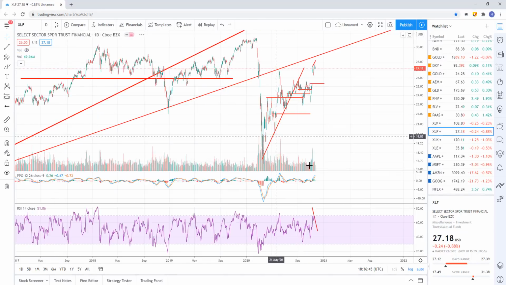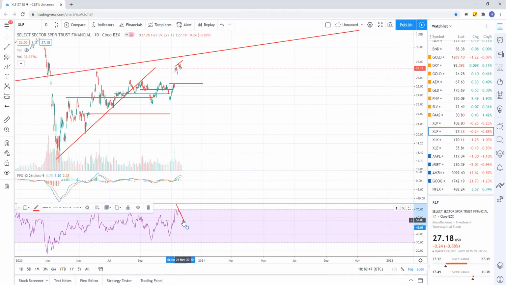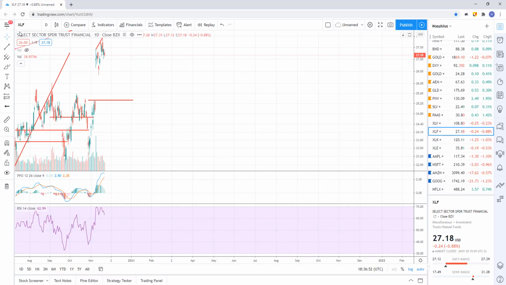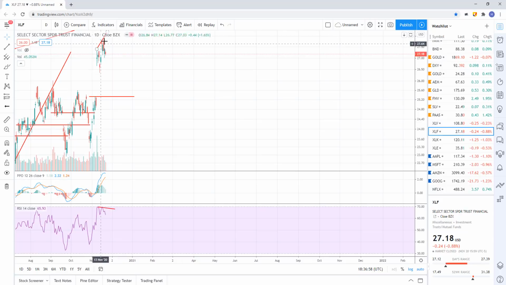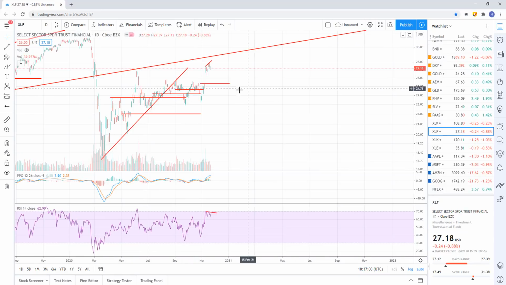If you look at the daily here, we do have negative divergence on the daily. It's just starting to show up. You can see it right there. And there's your divergent high right there. So again, gap fill, I think, is the highest probability target. And then we'll watch this for a continued downtrend.